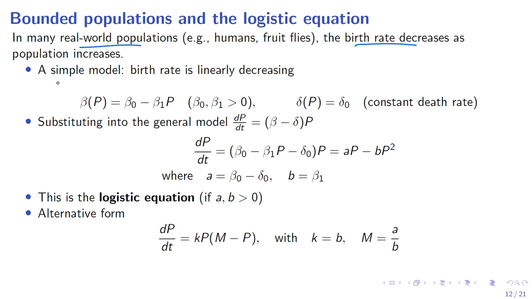Now let's look at how we can get to this logistic equation when we consider that the birth rate decreases as the population increases. As a simple model, the birth rate is linearly decreasing. So we can say the birth rate is, initially, b naught, constant, minus something, and then it decreases with a decreasing rate. Beta 1 is the decreasing rate. And suppose in this particular case our death rate is constant.